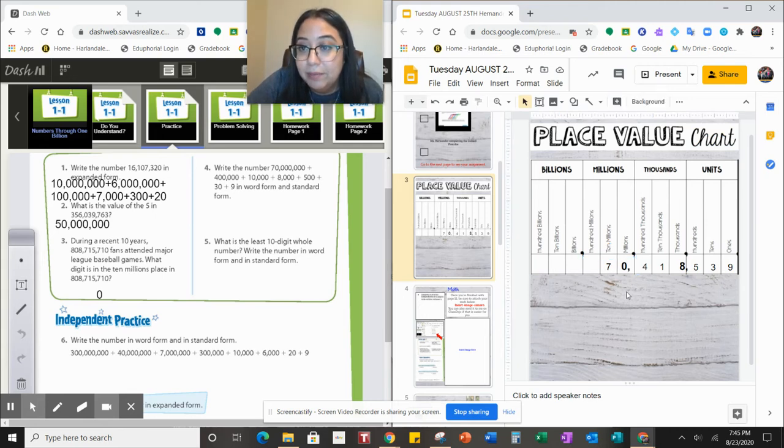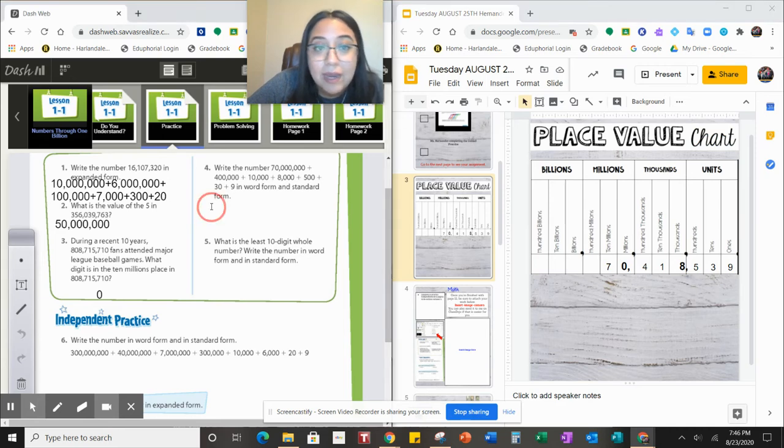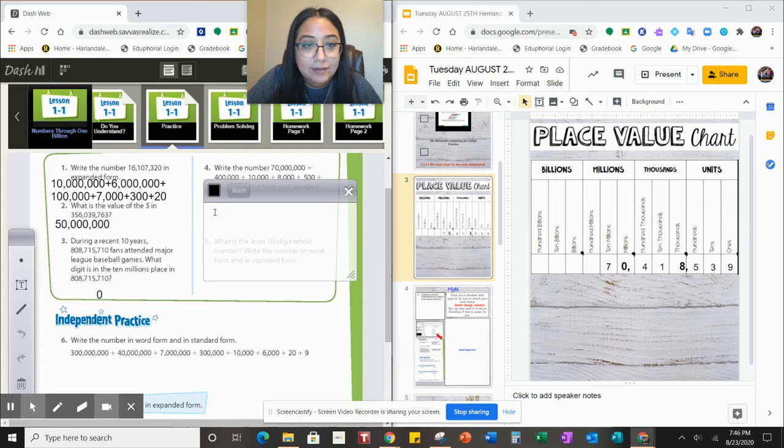So here my number is completed. So we have 70, right? Just the number 70. It's in the millions. So 70,418,539. To write that in standard form, I already have it here on my place value chart. That's why the place value chart is so awesome. So now we're going to go ahead and put that there. We've already done the work. So we have 70,418,539.